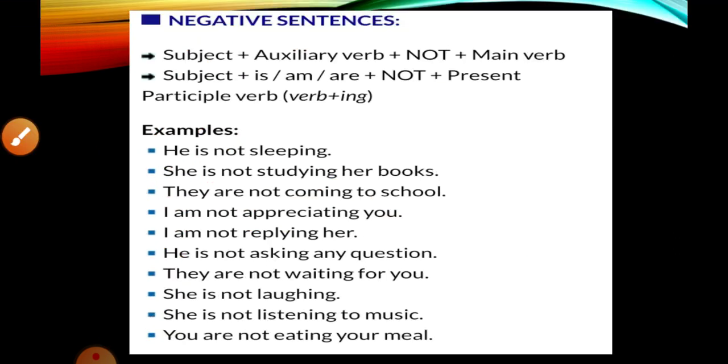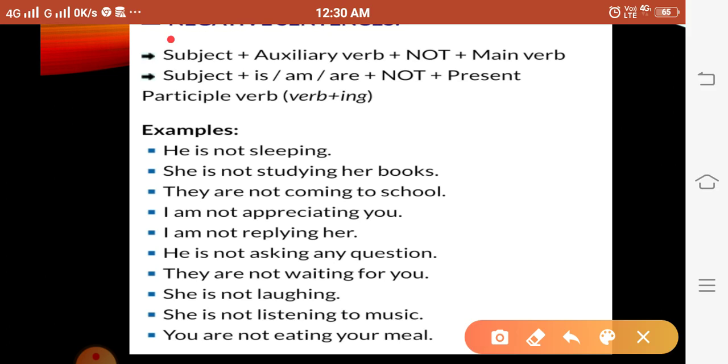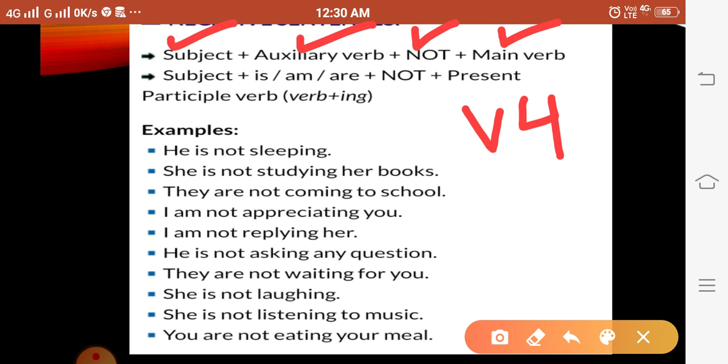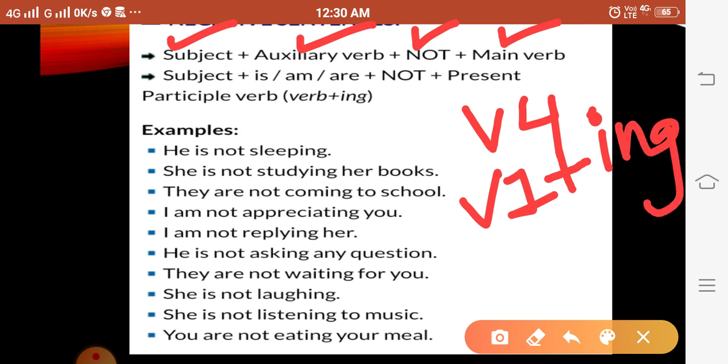Now we will talk about negative sentences and their structures. First we write the subject, then the auxiliary verb along with the word not, then the main verb. The main verb that we use here in present continuous tense is the fourth form of the verb, which is the first form of the verb plus ing. That is also called the present participle form. Clear?